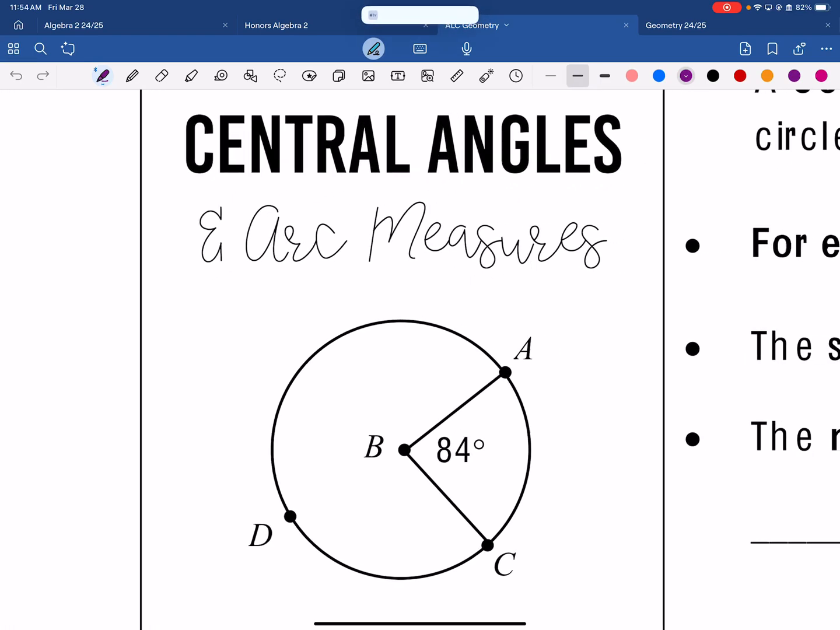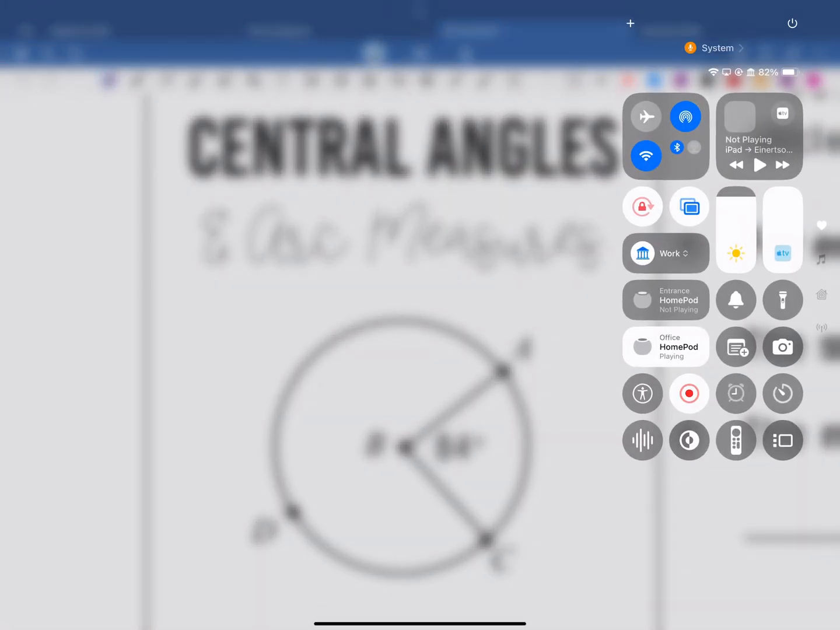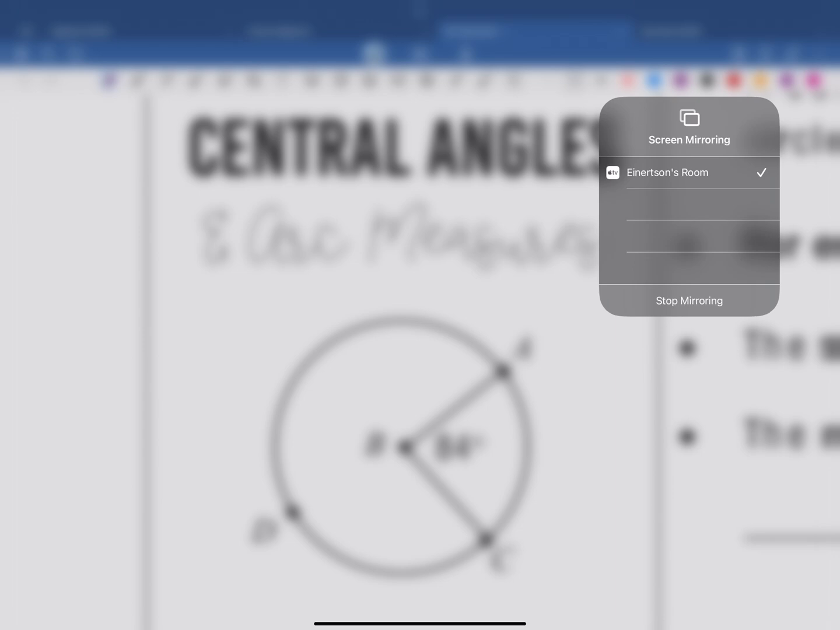Talk about central angles and arc measure.